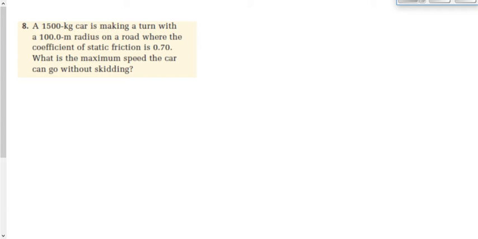You take away friction, you add a patch of ice on that turn, and all of a sudden this car goes off in a straight line. You have no friction, you have no centripetal force. So what we've got here is Fc is equal to mv squared over r, but when we put numbers into that equation, we end up having too many unknowns and we can't solve for maximum speed.